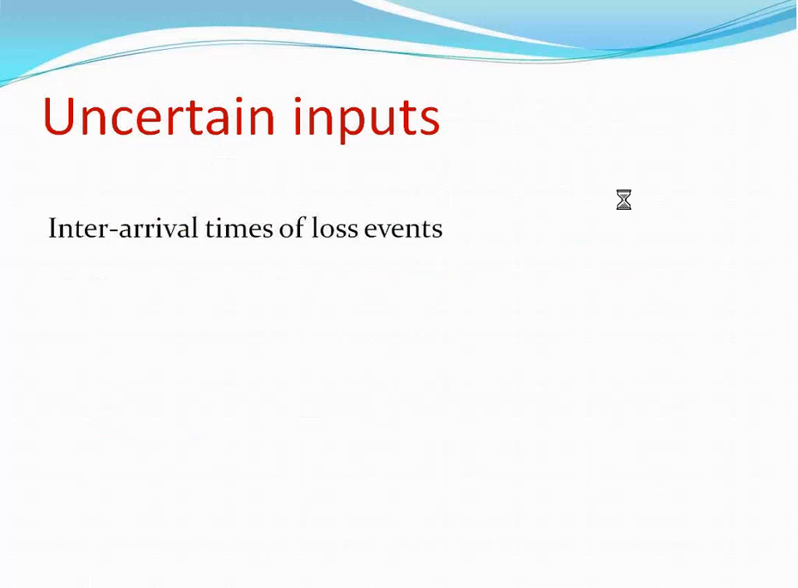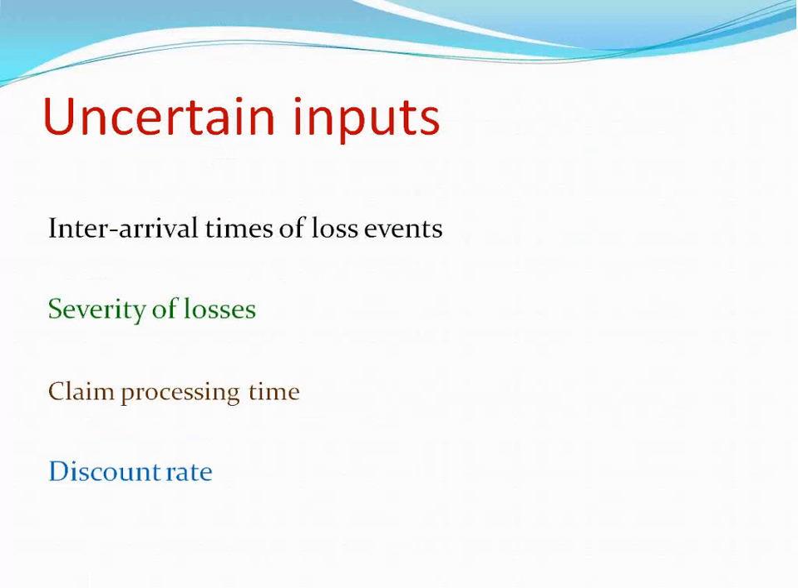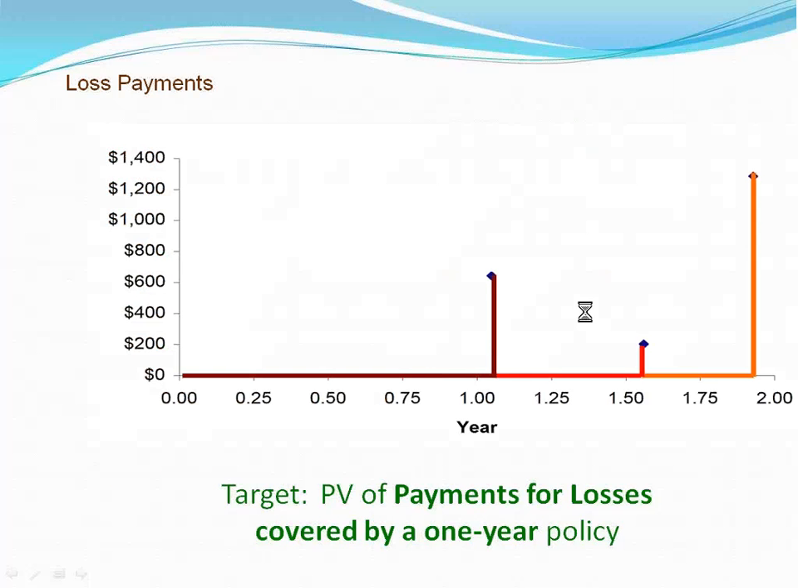Now, what are the uncertain inputs in this model? One is the inter-arrival times of loss events, the severity of losses, claim processing time, and the discount rate. All of these are uncertain, and we want to combine them to come up with the present value of payments for losses covered by a one-year policy. In this case, the timing of the payments is uncertain, and so are the values of the payments.